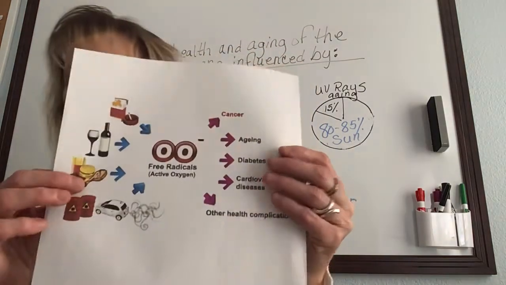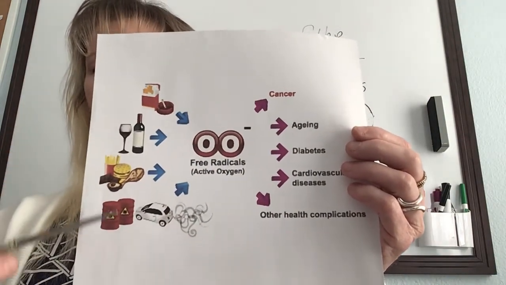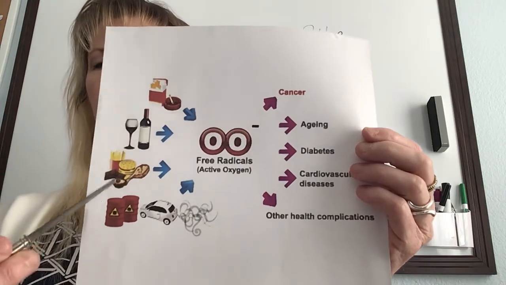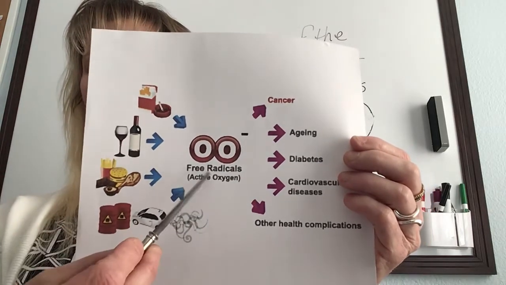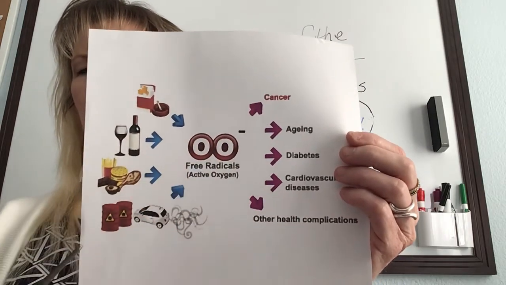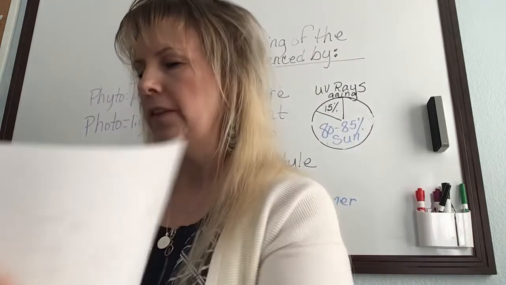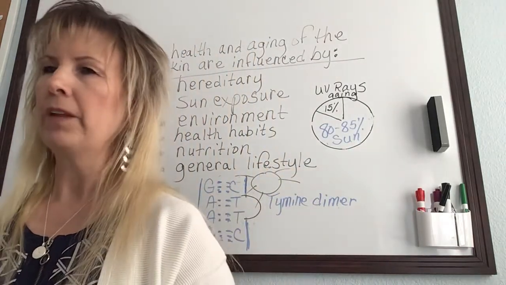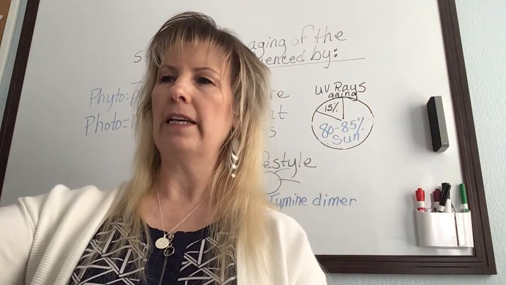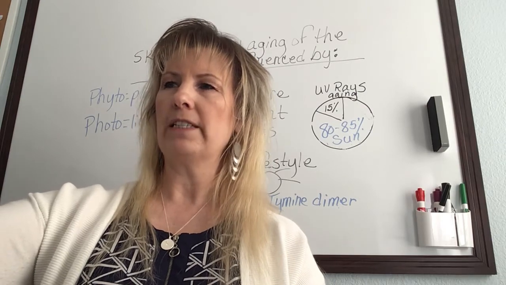Here I have a chart, and you can see all of these different things: poor nutrition, chemicals in the food, automobile exhaust. They cause free radicals, which cause cancer, aging, diabetes, cardiovascular disease, and other things in the body. And climate, humidity levels, and other environmental factors also affect our skin.